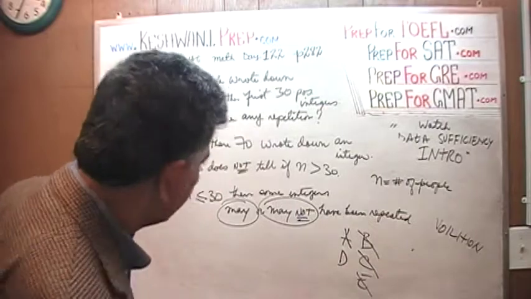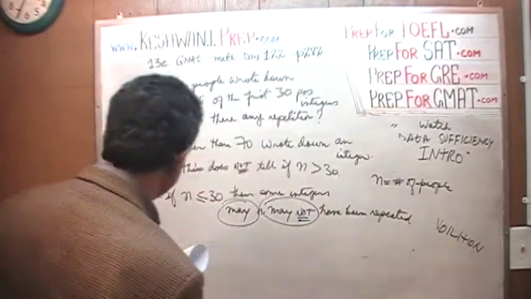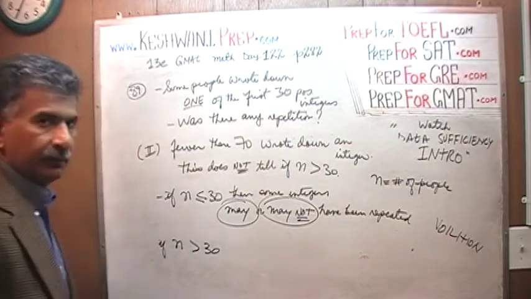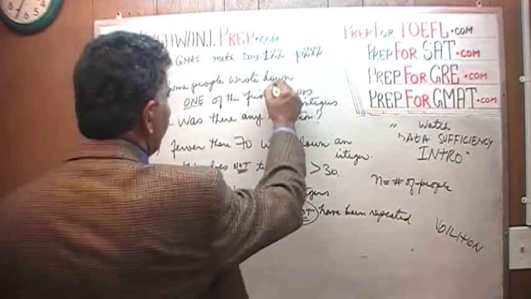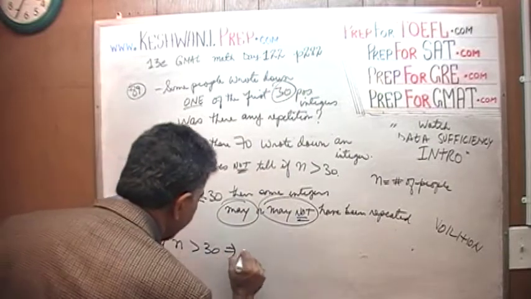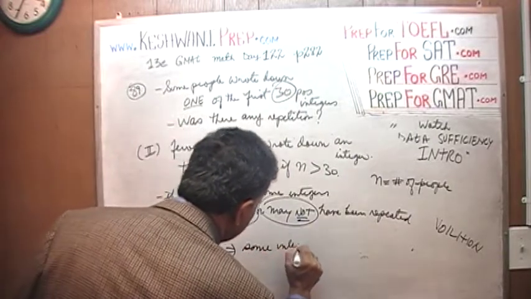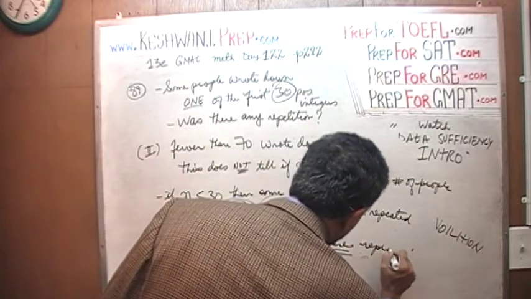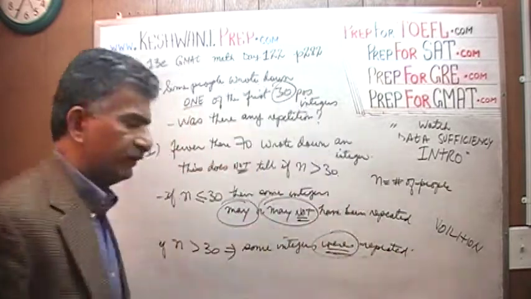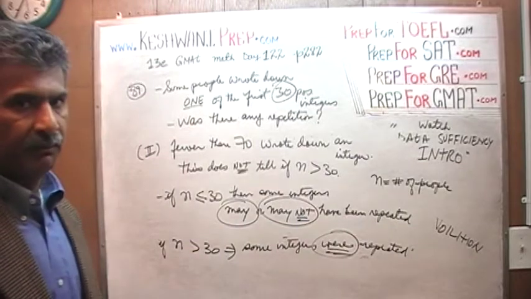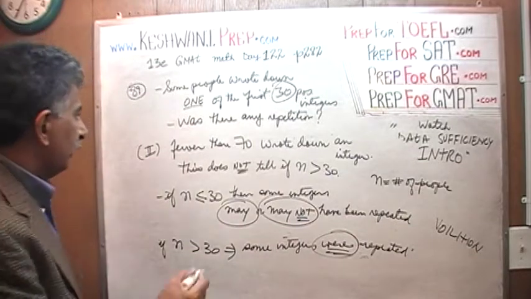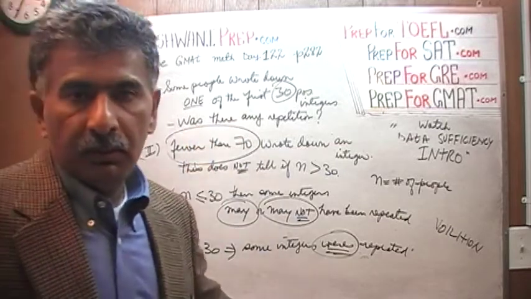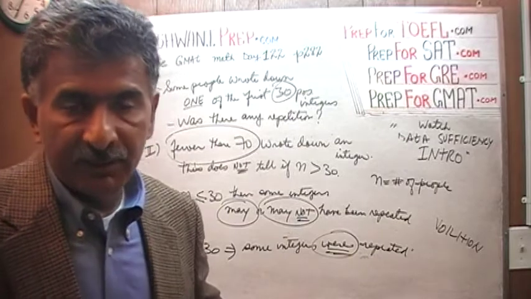On the other hand, if we are told that n is greater than 30, and since we only have 30 integers, this would imply that some integers were repeated. There would be no doubt about it. Some integers would have to be repeated if there are more than 30 people. They do not tell us. All they tell us is that there are fewer than 70. Well, fewer than 70, is that less than 30 or is it more than 30?